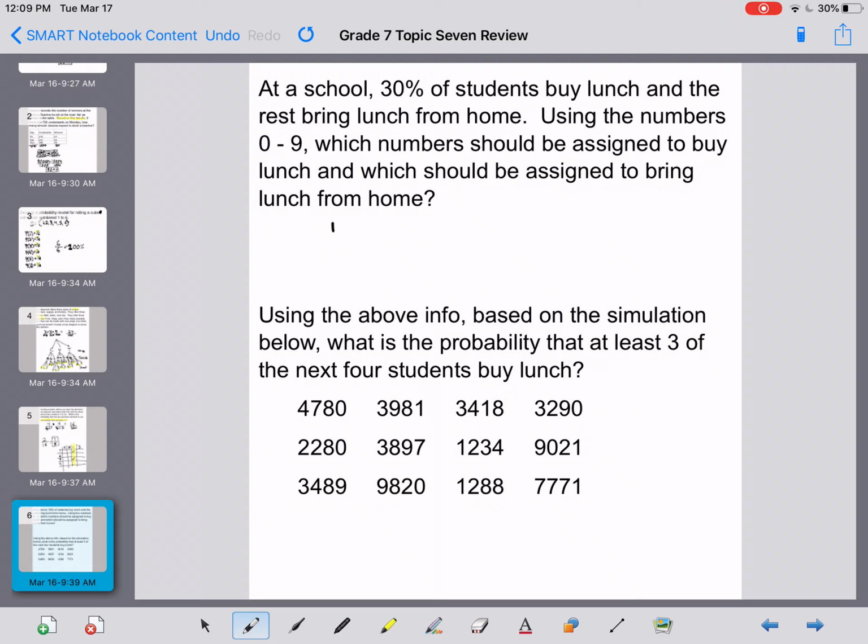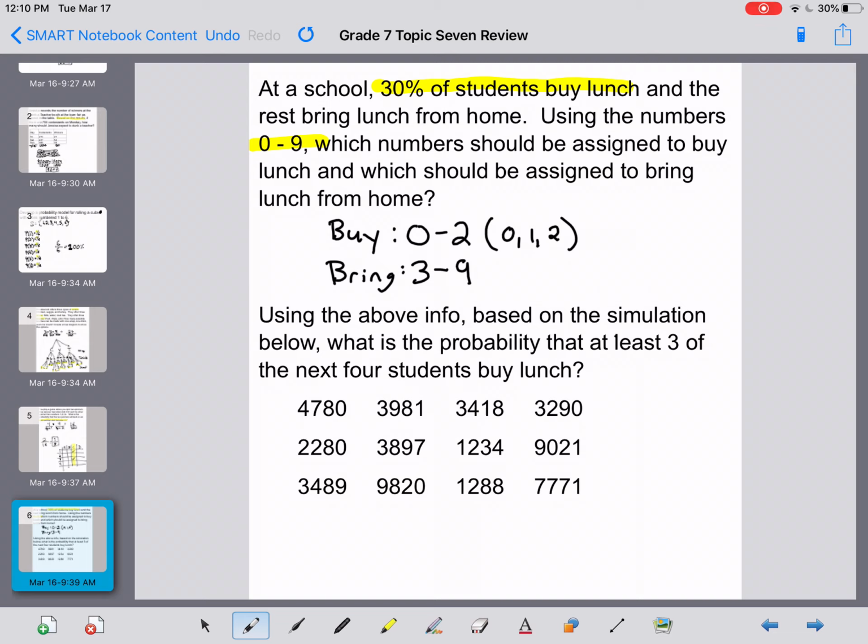So for this problem, we have two options. Students either buy lunch or students bring lunch from home. They say 30% of students buy lunch, and we're using the numbers 0 to 9. Since the numbers 0 to 9, there's 10 options. 30% of those numbers would be three numbers, so it would be 0 to 2, because that would be the numbers 0, 1, and 2, and that's 30%. So that means students that bring lunch would be the rest, which would be 3 to 9. So that would be the 7 numbers to make up the other 70%.